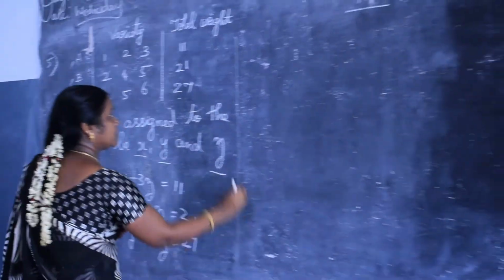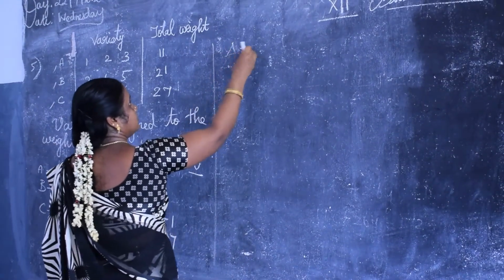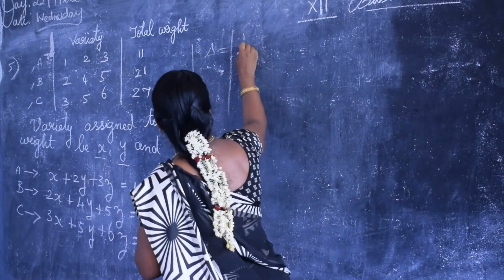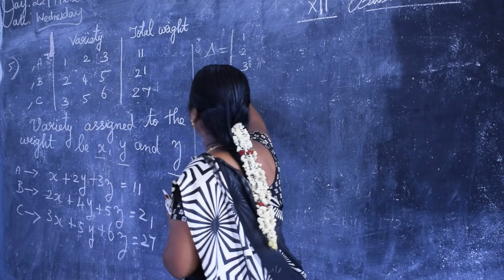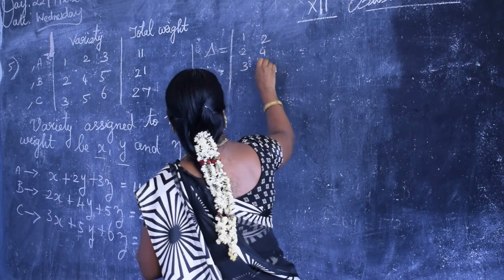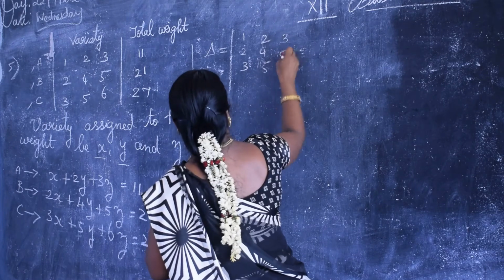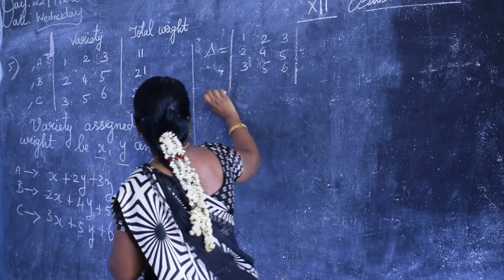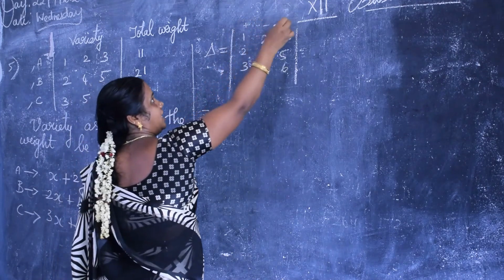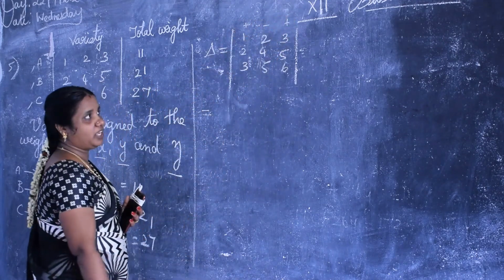See, what is our delta value? Write the coefficient of x here: 1, 2, 3. Next, what is the coefficient of y? 2, 4, 5. Z: 3, 5, 6. How do we have to solve this? See, the signs are plus, minus, plus. This sign is very very important.